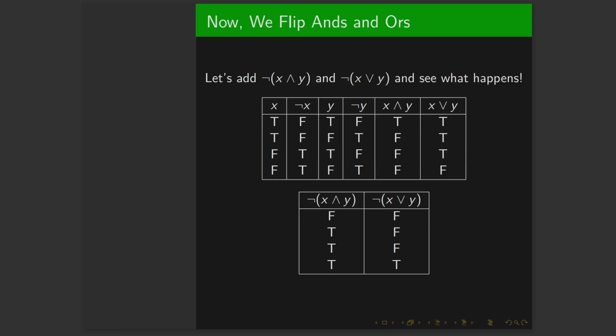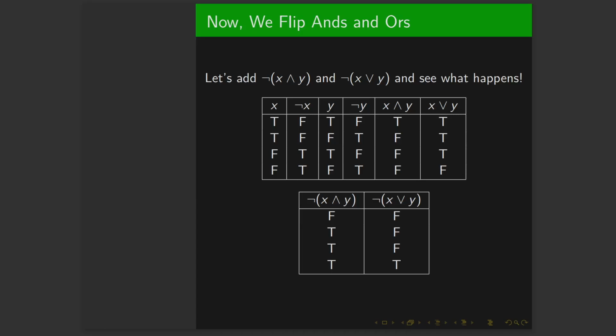Now, we're going to add in not x and y and not x or y. So all we're going to be doing is looking at what x and y is. If it's true, turn it false. If it's false, turn it true. That's what it means to negate something. And we're going to do the same thing for x or y, and we put that in the table down at the bottom.